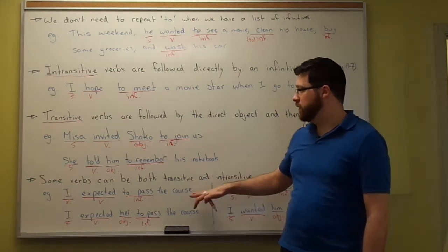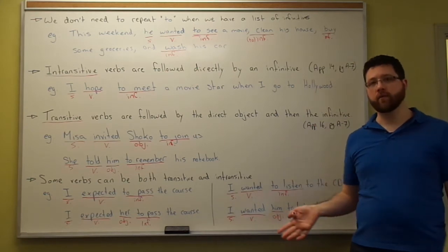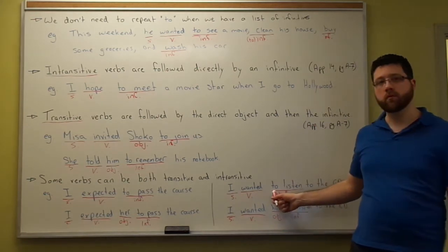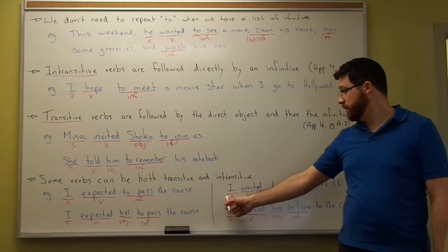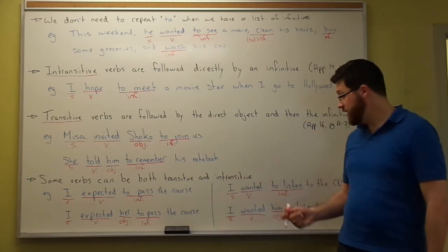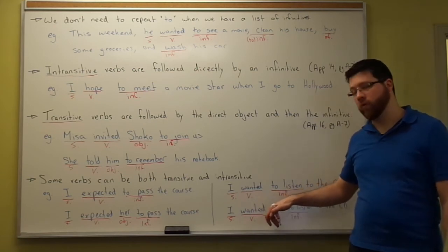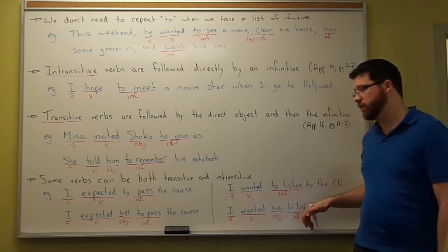So with these verbs, you have to be very careful what the meaning is. Who will be doing the action? A subject or someone else? And if it's someone else, we have to put that object right after the verb and before the infinitive.